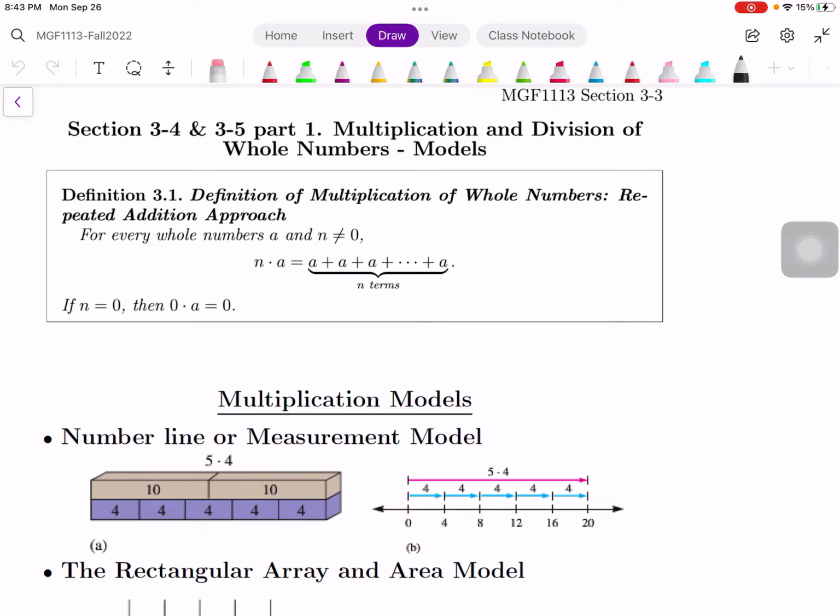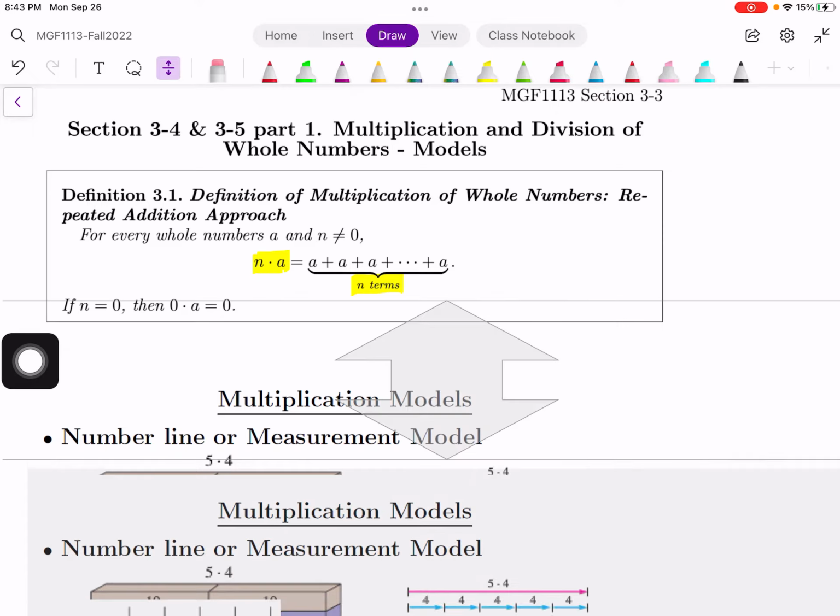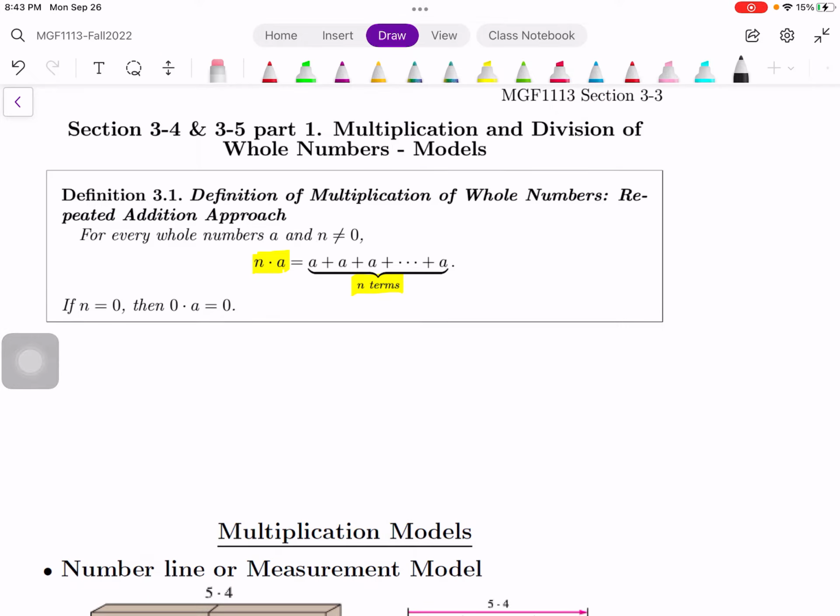So we define the multiplication n times a through repeated addition, where we say n times a is the same as a plus a plus a, so basically a added n times, right? And if n is 0, then we define 0 times a to be 0. So this is the definition of multiplication of whole numbers.